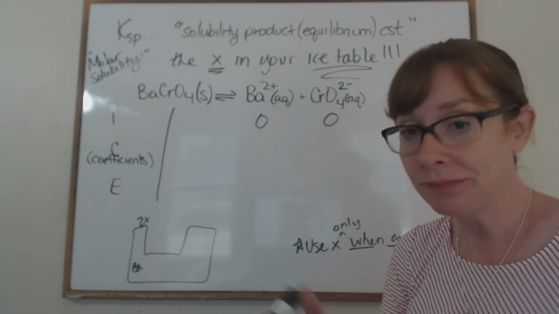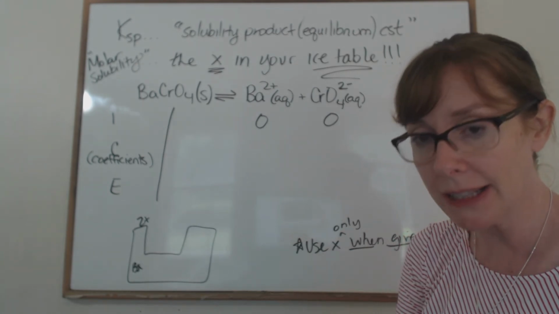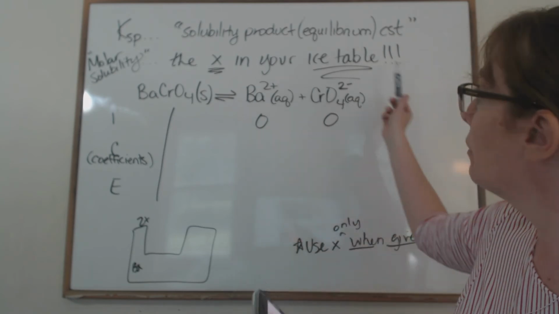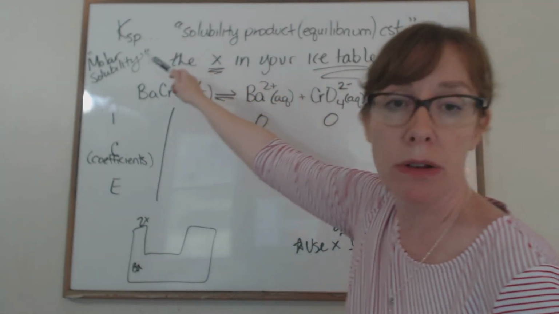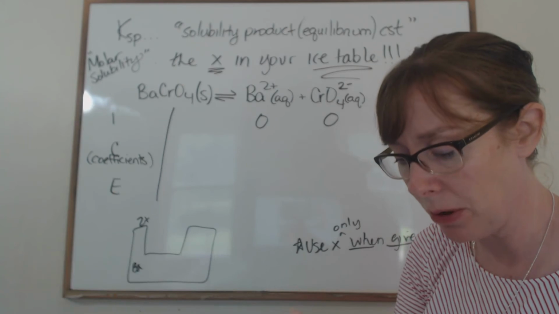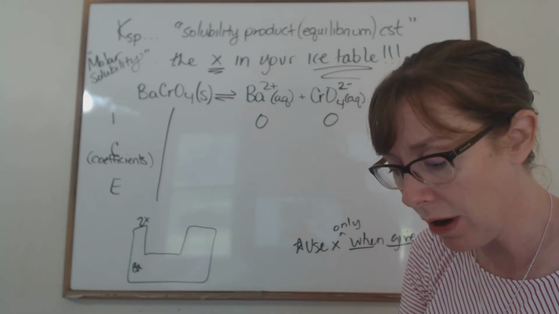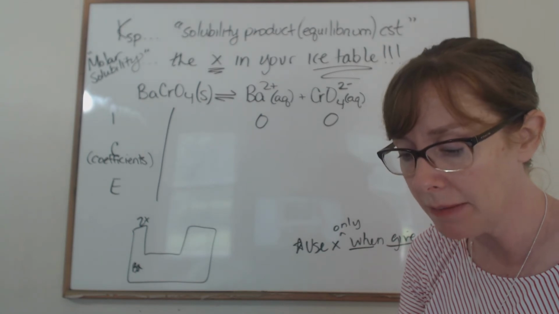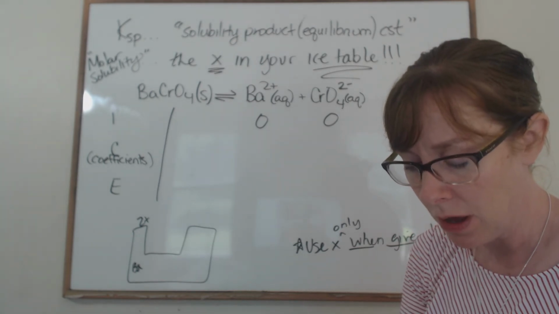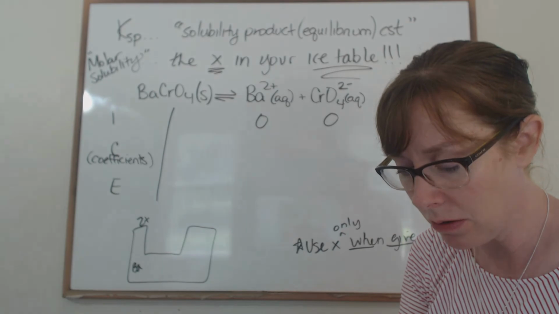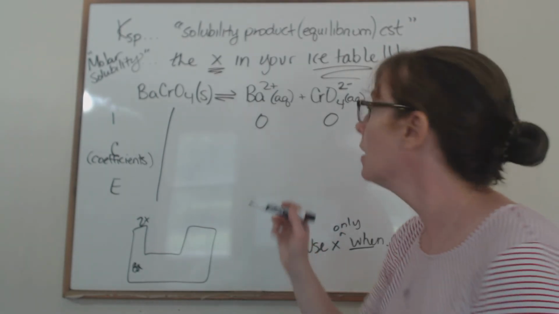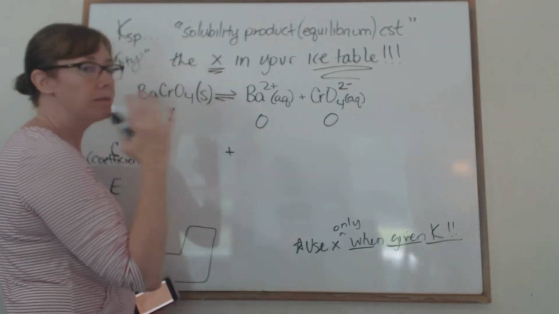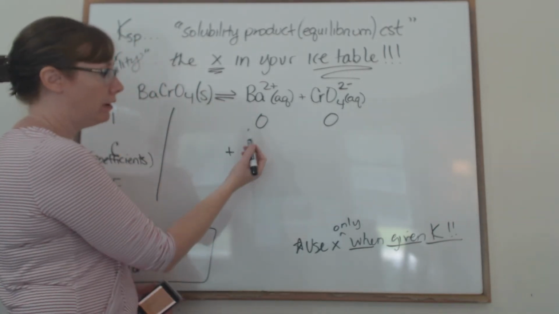But luckily, in the question, remember I had said the molar solubility is the X. Yes, the molar solubility is the X in your ice table. So when they told us the value of the molar solubility, and they said it was 1.08 times 10 to the minus 5th, that is the X. So let me just show you something real quick here.